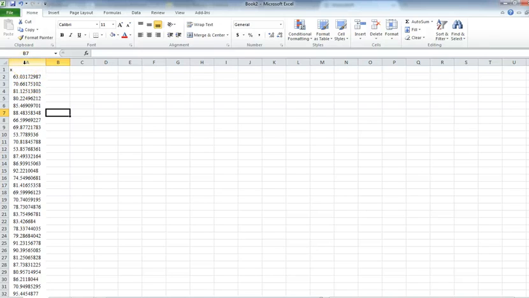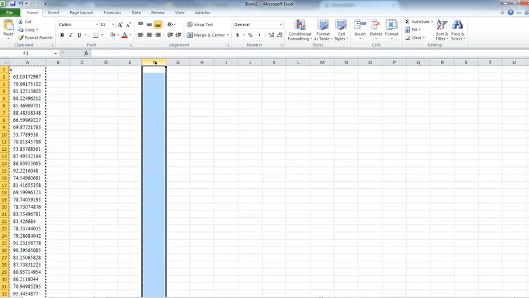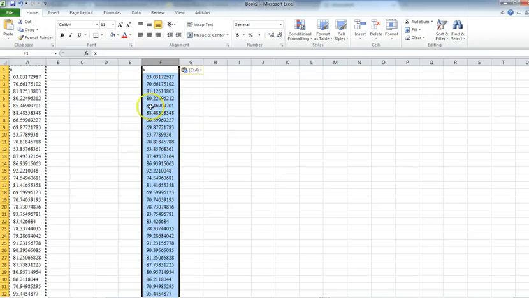The first thing is I'm going to click on column A, Control C, that copies it, and bring it over to column F, for instance. Control V, as in Victor. I've now got that in my column F. I've got the original, and I've got this one.